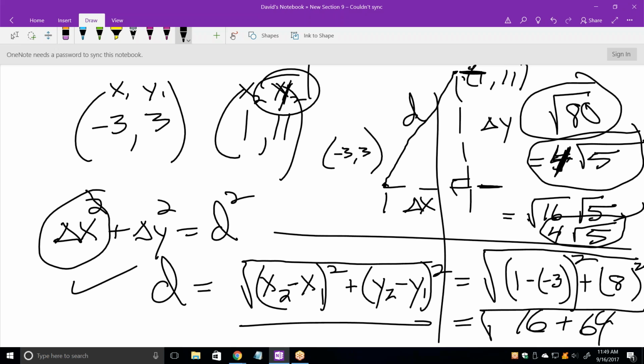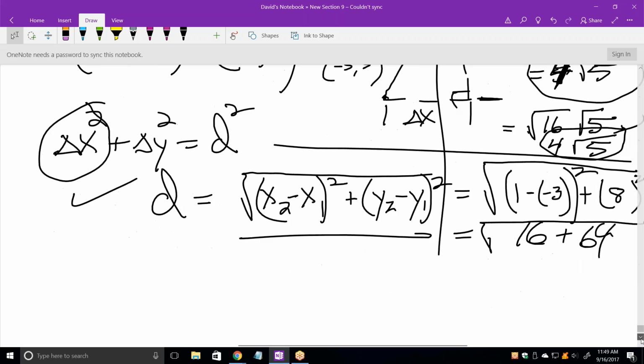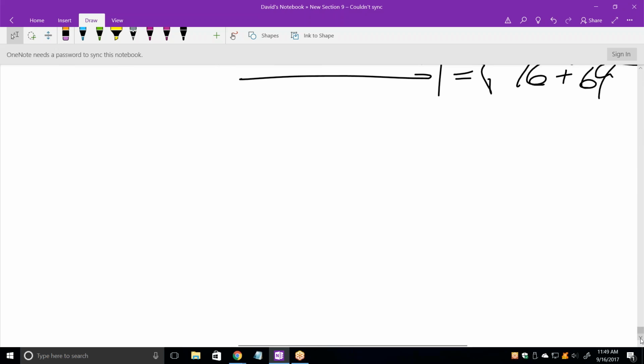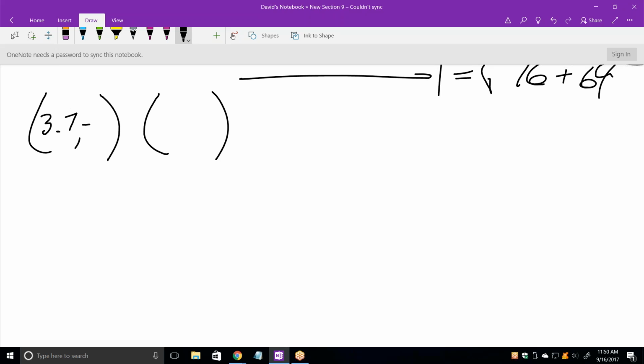Okay, so the next one is the same type of problem. I said the next problem is the same one. We only have like 4 problems left, and if we're lucky, we'll finish them before 12. What's the next 2 points? The parentheses are 3.7 and -6.5, and parentheses -9.4 and -7.1.